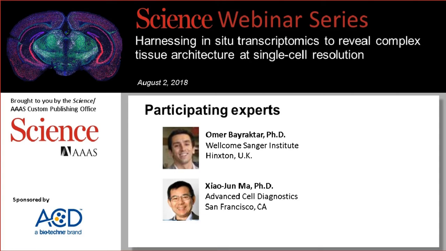In this webinar, efforts to develop large-scale in situ transcriptomics will be described, using the mouse brain as a model system for mapping the molecular diversity of neuronal and glial cell types. The technology that makes this high-resolution mapping possible will be described and compared with other current methods.